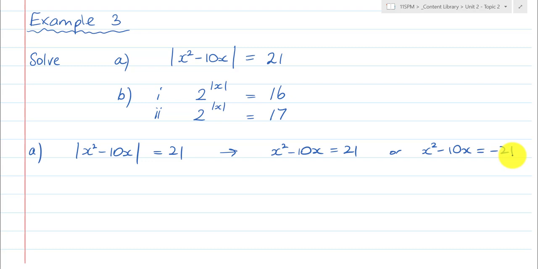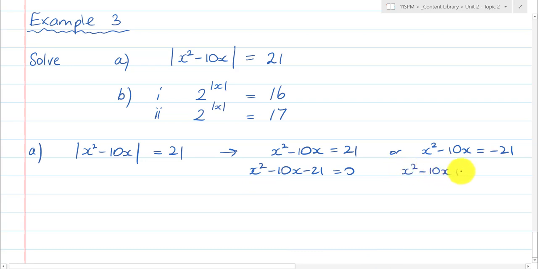So I solved both of these separately. x squared minus 10x minus 21 equals 0. Can I factorise that? I don't think I can. But this one over here, x squared minus 10x plus 21 equals 0, I can factorise that as x minus 7, x minus 3 equals 0, and x is equal to 3 or 7. But I can't factorise this one, so instead I'm going to go to the quadratic equation.